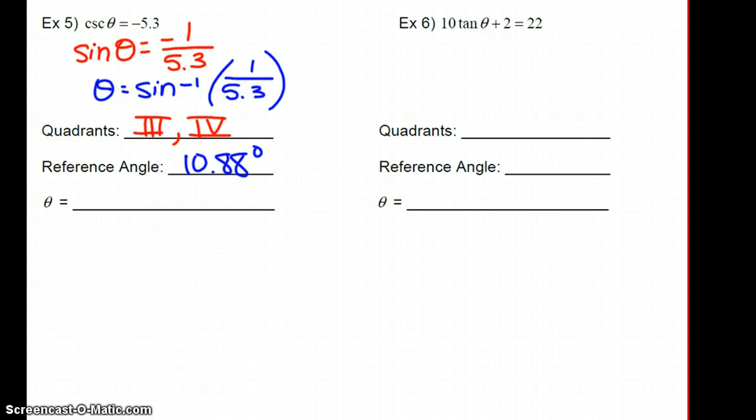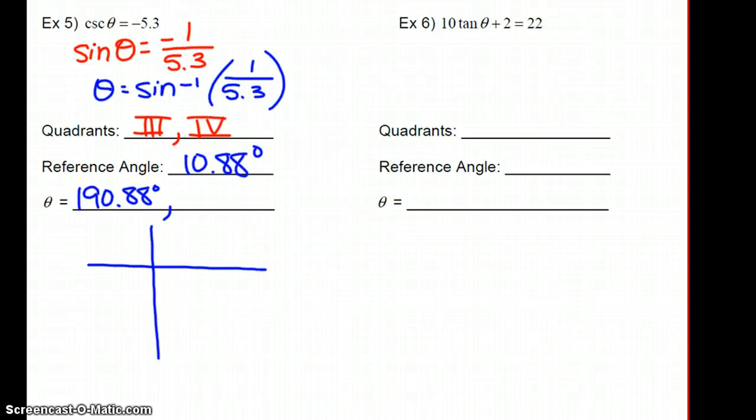Well, in quadrants 3 and 4, to find my solution, I want to first take 180 and add that reference angle. I get 190.88 degrees. For quadrant 4, let me draw this one because we haven't done a quadrant 4 one yet.